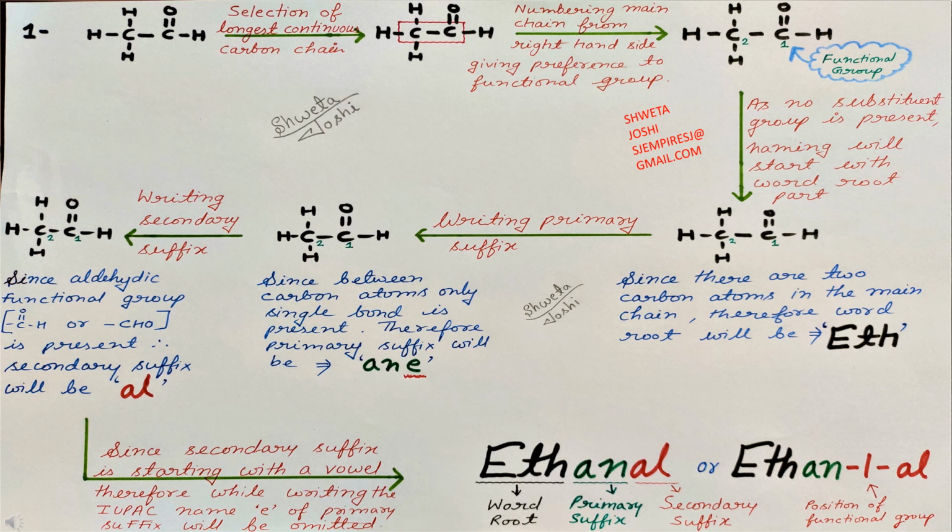Before writing the main name, we have to omit the E part of ANE because the name of the functional group is starting with a vowel A. So IUPAC name of this compound will be ethanal, or writing the position of the functional group, it will be called as ethane 1-al. Eth part is the word root, AN part is the primary suffix, and AL part is the secondary suffix.